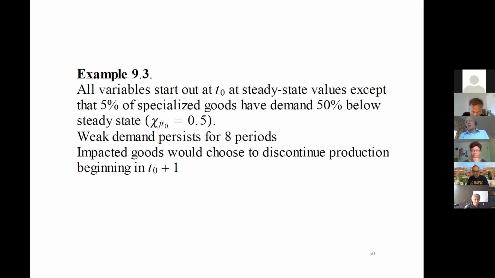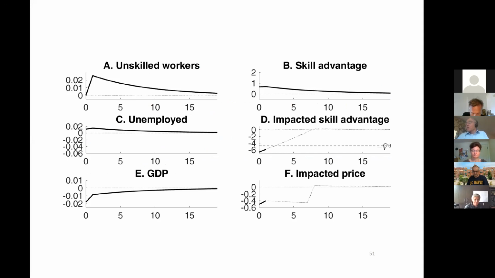give up your specialization. That good is going to be no longer produced after period T naught plus 1. And I assume that decision is forever. Once you stop producing the good, you don't have the specialized resources assembled. It's never going to continue again. So basically 5% of the specialized goods are going to produce in period T naught because they've already got the resources there, but then they're going to give up and join the ranks of the unskilled.